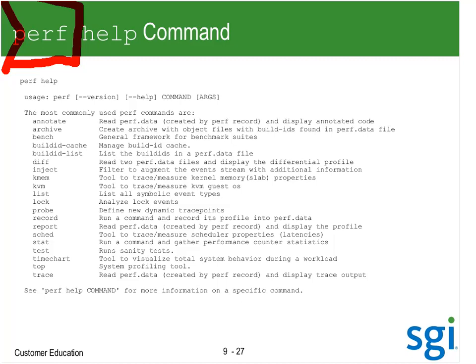So perf help. Let's see what we got here. I can list my events that I want to look at. I've been using record and report. I can look at scheduler statistics. I can look at generic statistics as well. And I've also been using top.